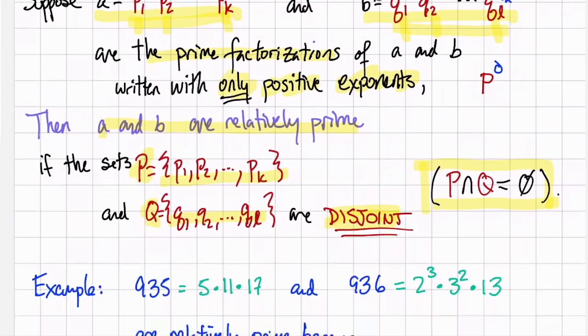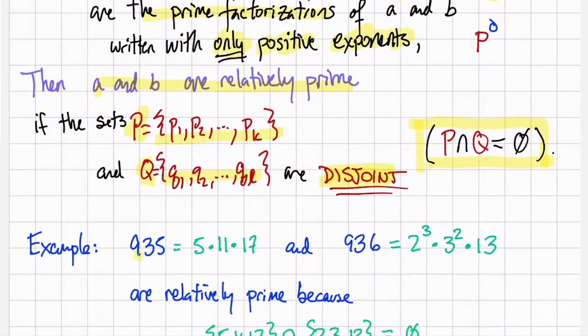Let's see this characterization in action. Let's say we have the number 935 and the number 936. Are those numbers relatively prime? The prime factorization of 935 is 5 times 11 times 17, and the prime factorization of 936 is 2 to the 3 times 3 squared times 13.